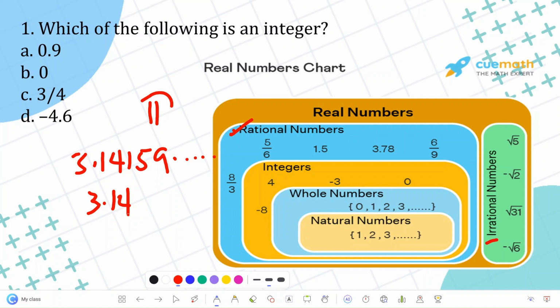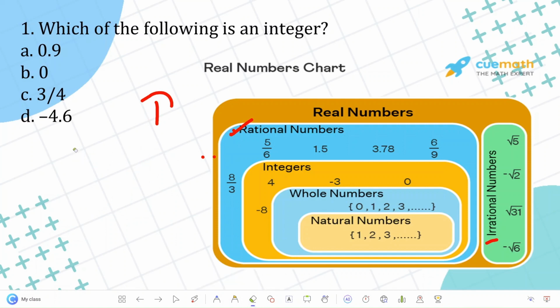Kaparehas din yan ng negative square root of 2, square root of 31, and negative square root of 6. These are irrational numbers because they cannot be expressed as a fraction. Ngayon, example naman ng rational numbers. Kasama sa rational numbers pala ay ang mga integers.